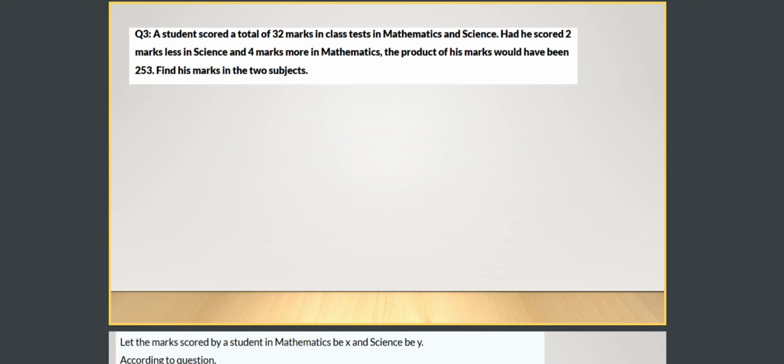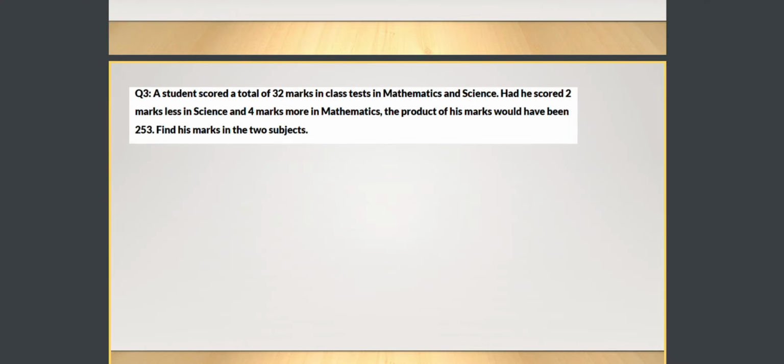Move to the question number 3. Pause the video and read the question. I hope all of you have read the question. So try this question by yourself. Student scored a total of 32 marks in class tests in mathematics and science. Had he scored 2 marks less in science and 4 marks more in mathematics, the products of his marks would have been 253. Find his marks in 2 subjects. So you have to find the marks of mathematics and science.